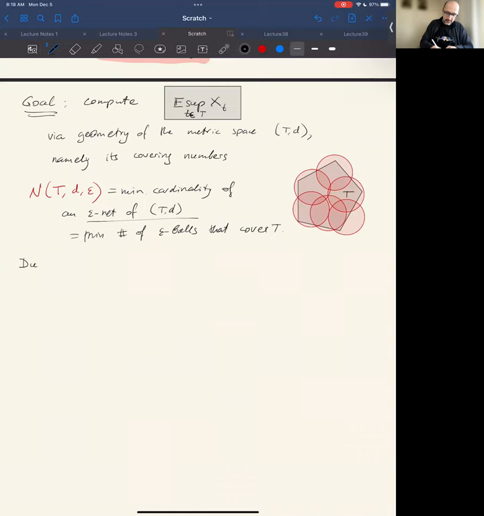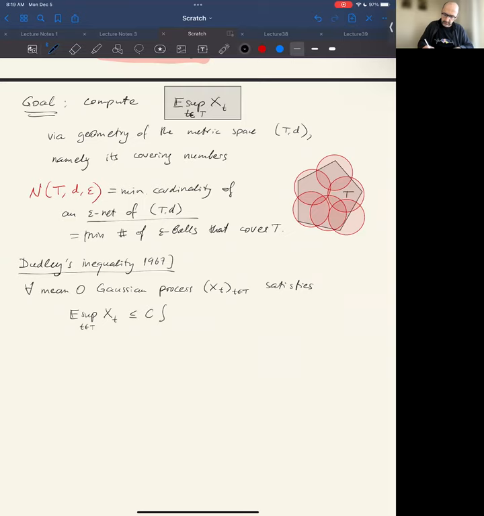A beautiful and extremely useful result is Dudley's inequality. About 1967, something like that. It says that any mean zero Gaussian process satisfies the following bound, where we let all of these random variables have mean zero for simplicity. The expected supremum of X_t is less than or equal to some absolute constant, I don't remember exactly what it is, something like 20, times an integral of these covering numbers with respect to the scale epsilon.